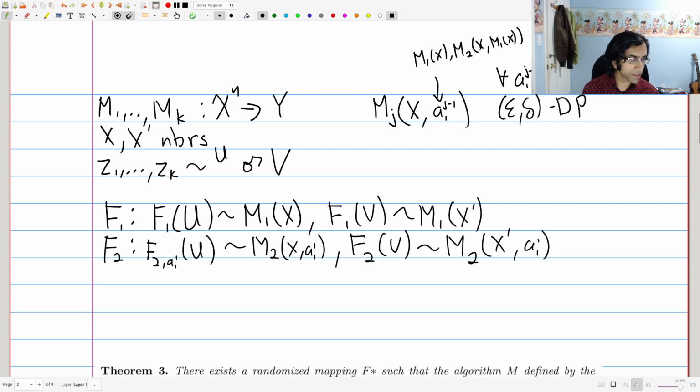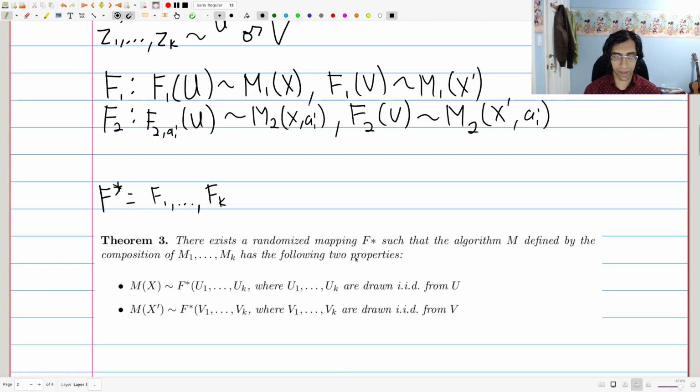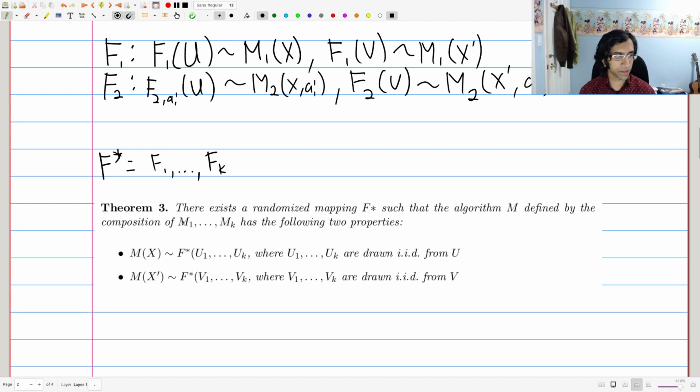So what's the point of this? Eventually we're going to get some function f star, defined in terms of all these functions, f1, f2, all the way up to fk. And in the end, it'll lead us to this theorem. The theorem says there exists a random mapping f star such that the algorithm M, defined by the composition of M1 through Mk, has the following two properties.